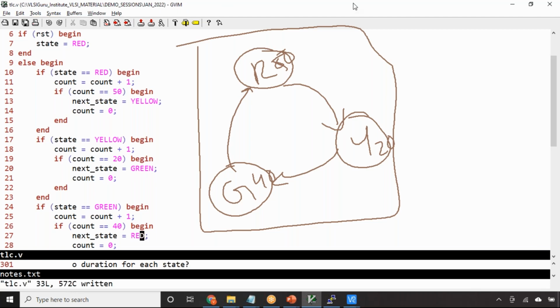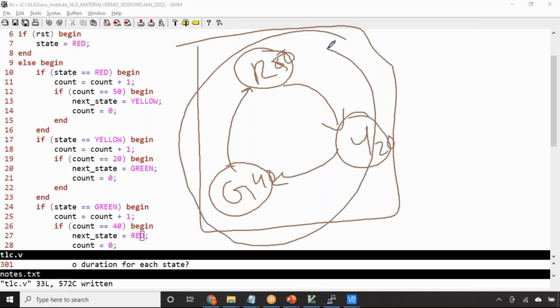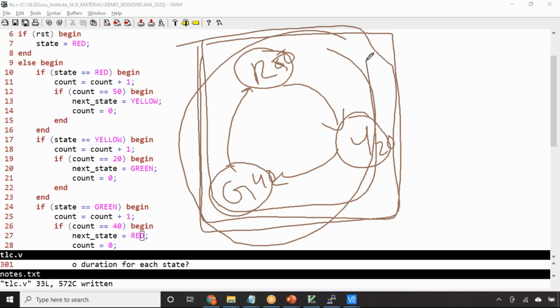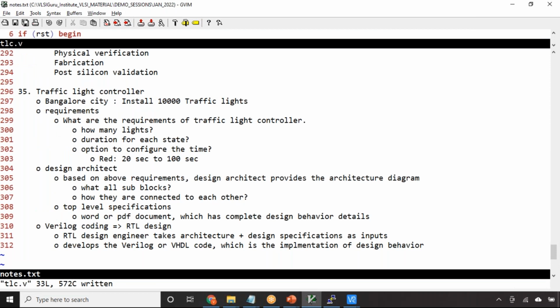So who provides this diagram? Who is giving me these inputs? Are they coming from the design engineer or the design architect? Whom do you think will provide all these inputs? Design architect, I think. The design architect will provide all these details. Using these inputs, the design engineer develops this kind of Verilog code. That is called Verilog coding.